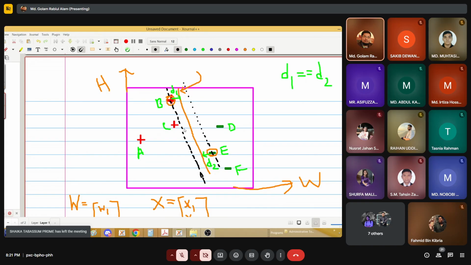Now the margin is the difference between these two garters, or we can say the distance between these two garters. So this is called the margin. The margin here is, we can say, the rho. Actually, it is 2 times d1. So this one will be the margin.